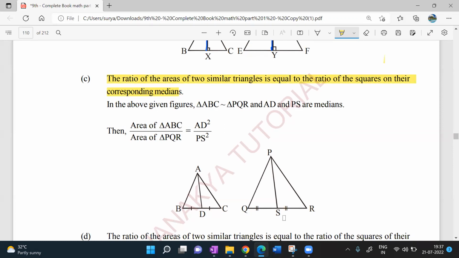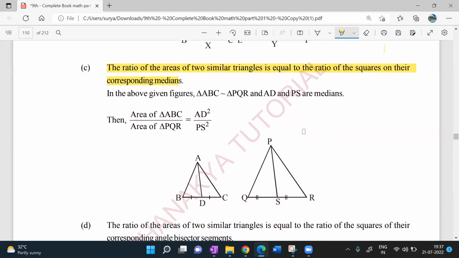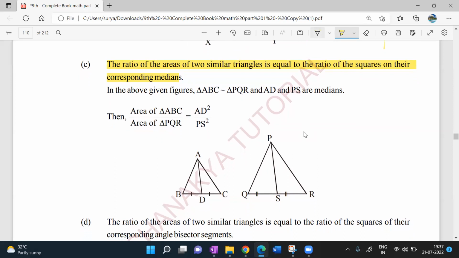Okay, squares under corresponding medians. Suppose in the above figure, triangle ABC is similar to triangle PQR, and here AD and PS are medians. What is a median? A median divides the line segment into equal parts, BD and DC.